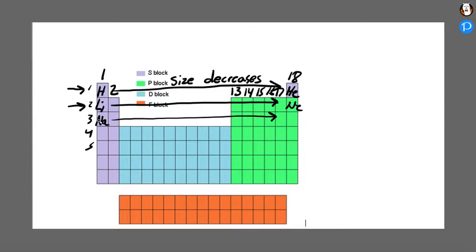And same thing if I go down here with sodium. Sodium is going to have a bigger size than argon is going to have. So it's going to get smaller and smaller as we move across. And we can follow that pattern all the way down. Now again, that's in general. So there are some exceptions to that rule that we find in the periodic table. But in general, as we move across a period, the size decreases. It gets smaller and smaller as we move this way.